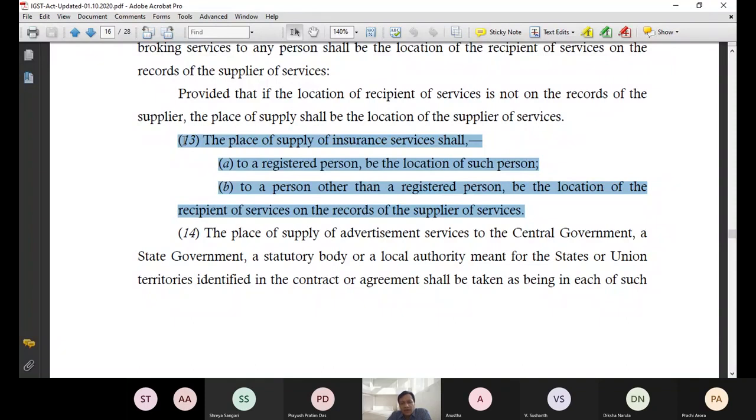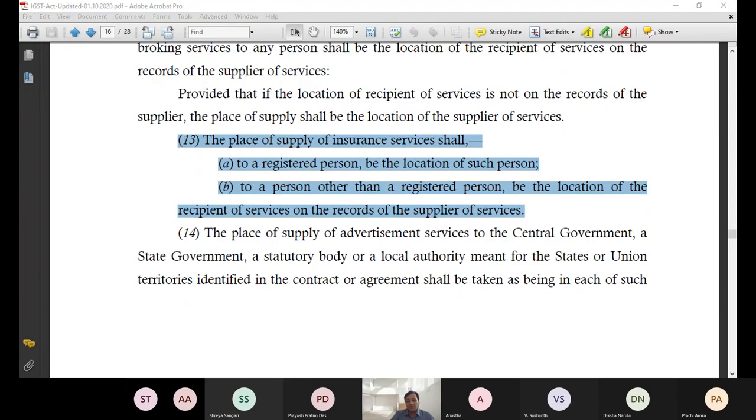I will give you this example after reading the provisions of the act. Clause B, let us first finish reading the act. To a person other than a registered person: if any unregistered person takes an insurance policy, for example, if I take an insurance policy for my car, then what is the place of supply? Then the answer is the location of the recipient on the records of the supplier of services.